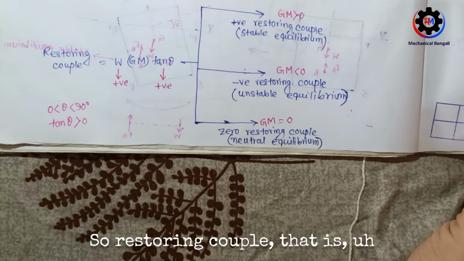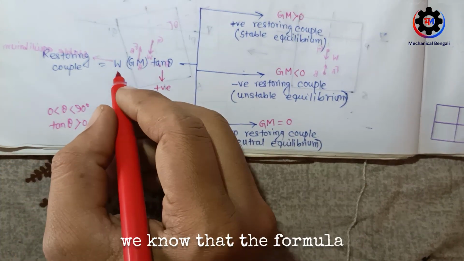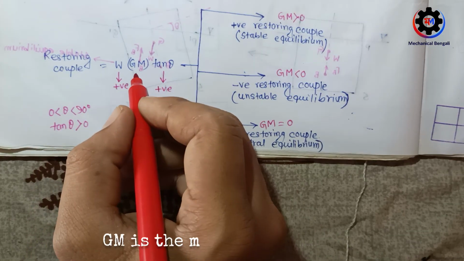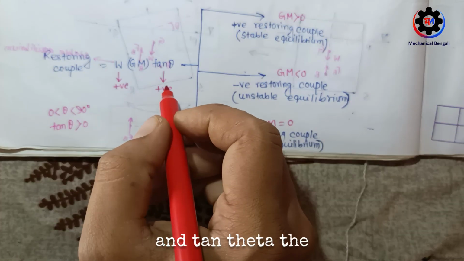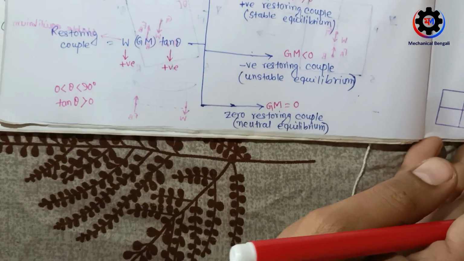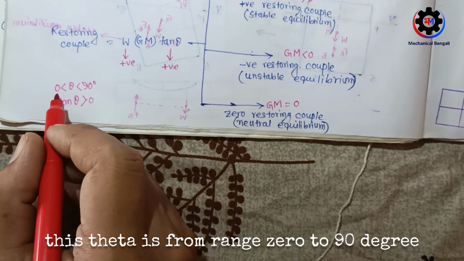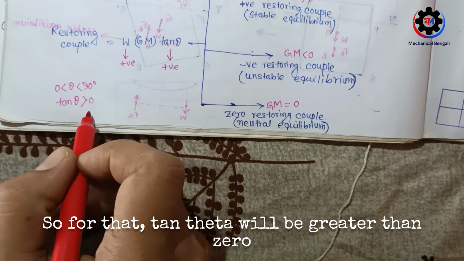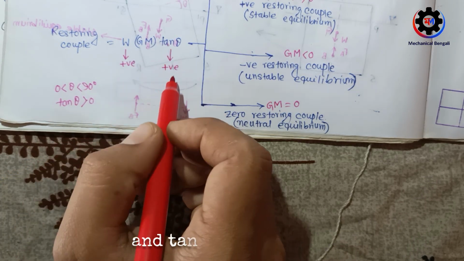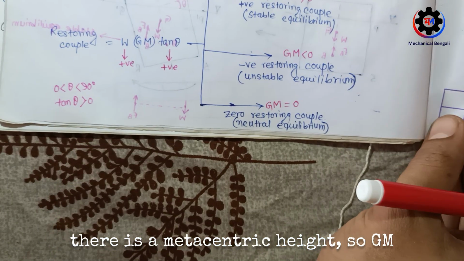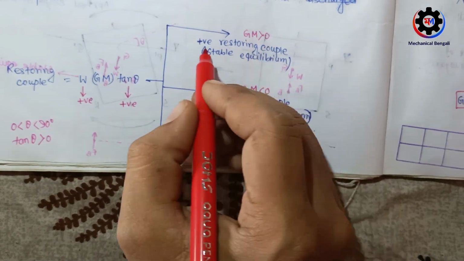Okay, so the restoring couple, we know the formula, is W GM tan theta. W is the weight of the body, GM is the metacentric height, and theta is the tilted angle. This theta ranges from 0 to 90 degrees, so tan theta will be greater than 0, and W is always positive. So for the metacentric height GM, there are three cases.